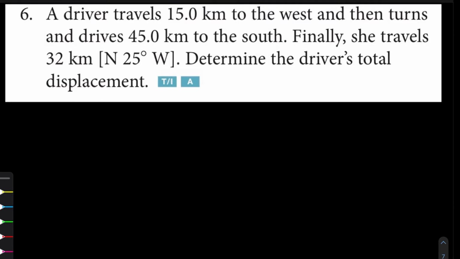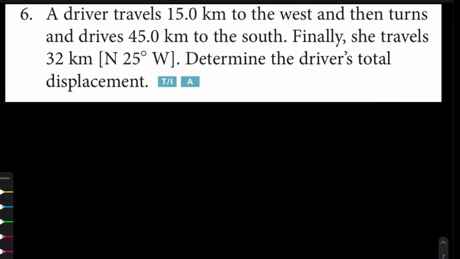For question number 6, we have a driver who travels 15 kilometers to the west and then turns and drives 45 kilometers to the south. Finally, she travels 32 kilometers in the direction north, 25 degrees west. Determine the driver's total displacement.